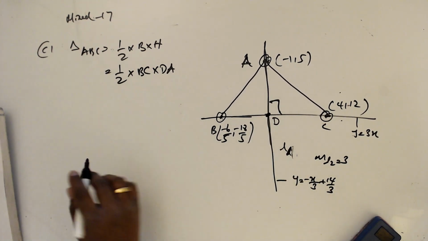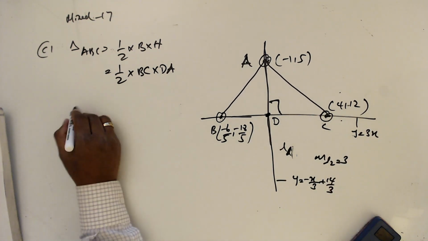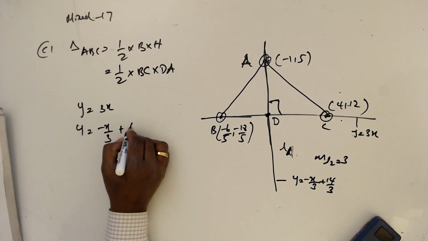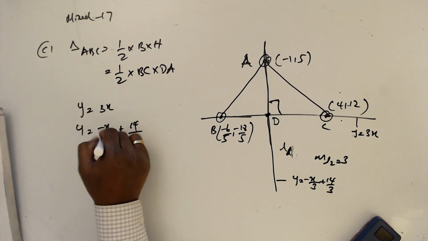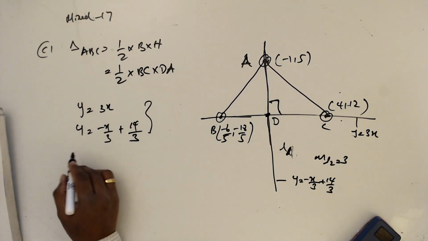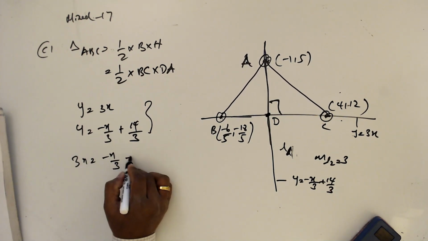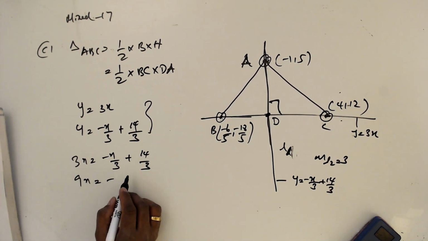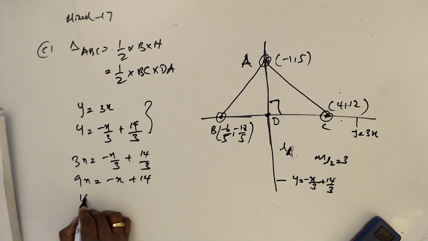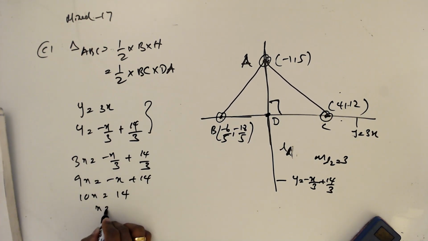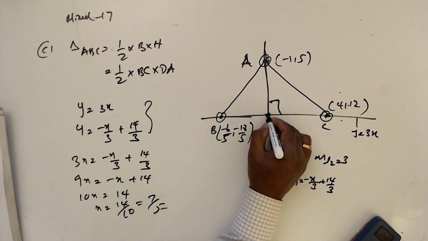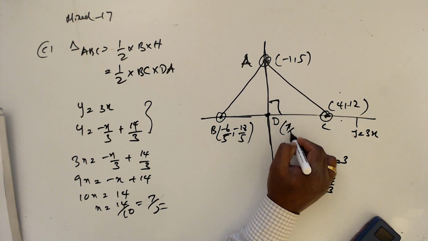First of all, the coordinate of this point. This is the line y equals 3x. Then this is y equals minus x over 3 plus 14 over 3. Now I am going to solve these two together to get this point. So 3x equals minus x over 3 plus 14 over 3. Multiply by 3: 9x equals minus x plus 14, 10x equals 14. x equals 14 over 10, sorry, 14 over 10 means 7 over 5. So x1 is 7 over 5.